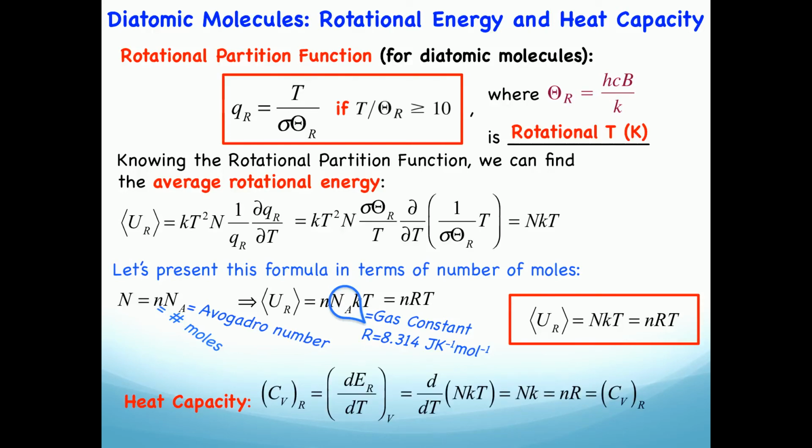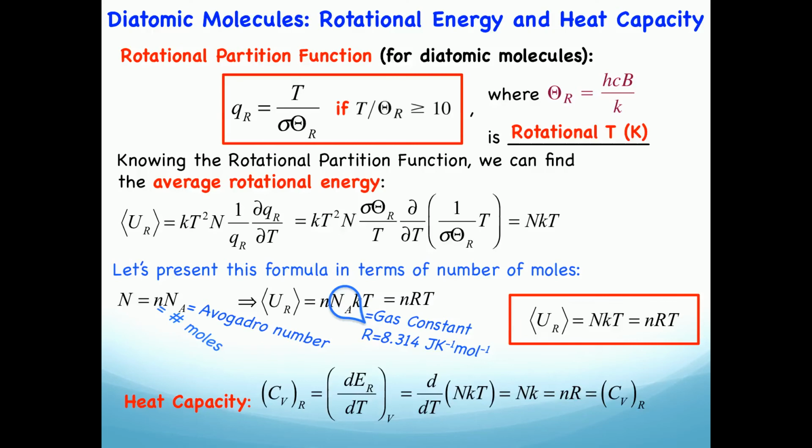So nR, which means, of course, does the heat capacity now depend on the type of the molecule? No, because it just depends on the number of moles, and the gas constant is the same, independent of the molecule. Does the rotational energy depend on the type of the molecule? But does the partition function depend on the type of the molecule? Of course it does, right? Because of this B, which will be different for different molecules.